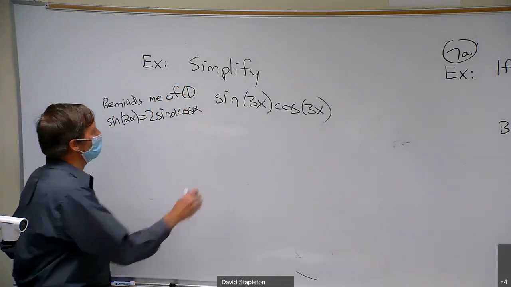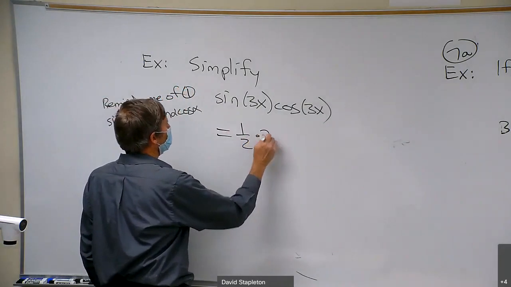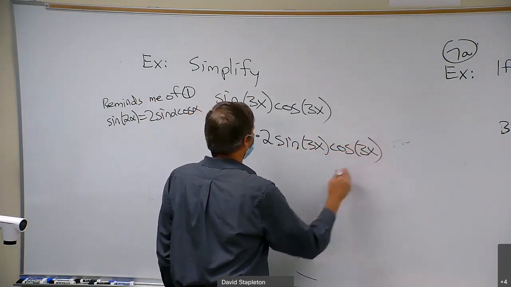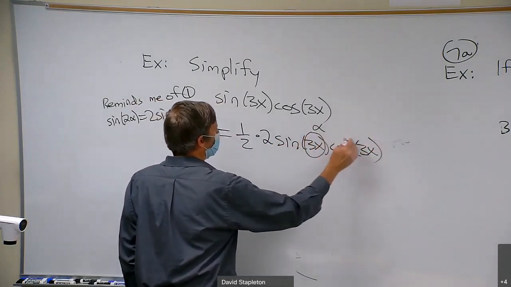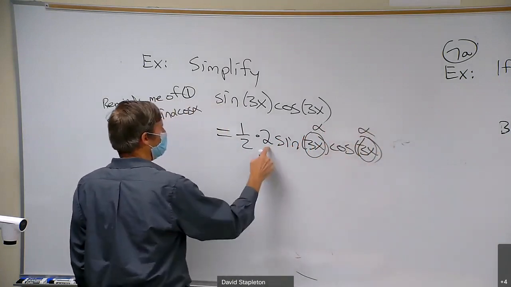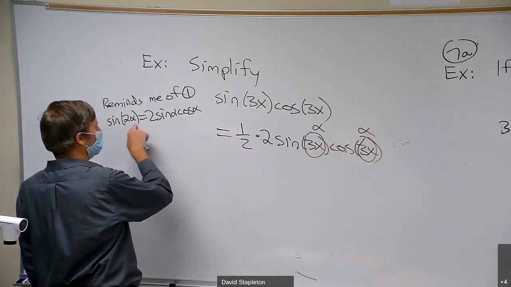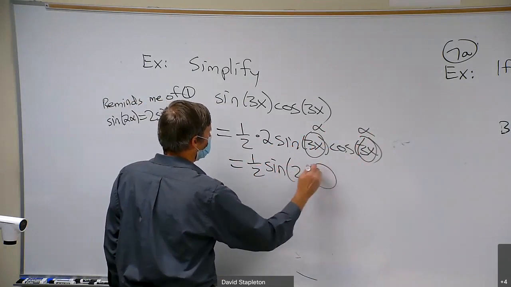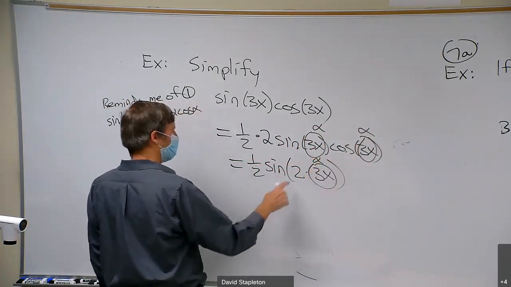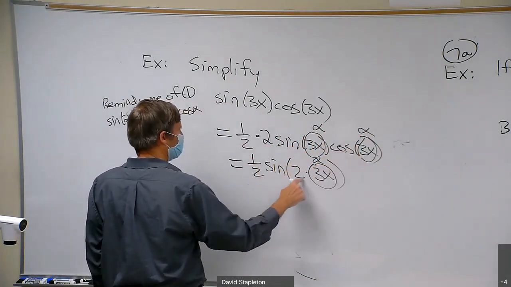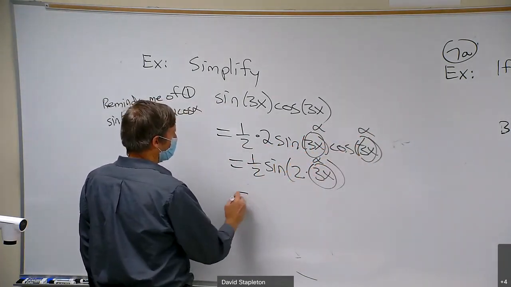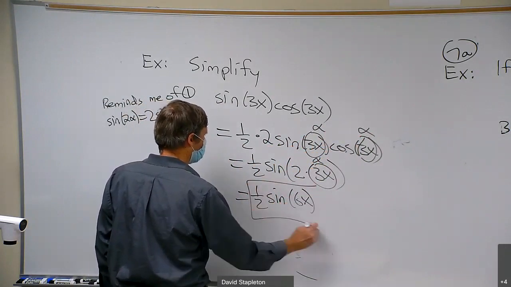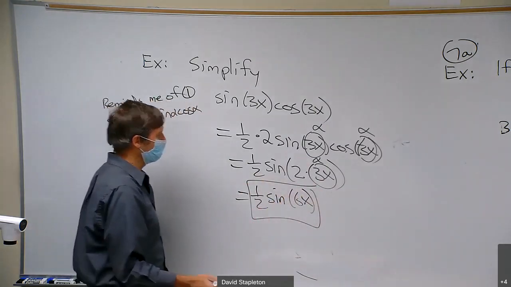So what can I do? I can fix it. I can take this one and write 1/2 times 2 sine 3x cosine 3x. And now by the double angle formula, calling this alpha and this alpha, 2 sine alpha cosine alpha is sine 2 alpha. So this is 1/2 sine of twice alpha, where alpha is 3x. Now you simplify that, that's 1/2 sine 6x. That's not a jumble at all. What is that? Easy as pie to graph, right?